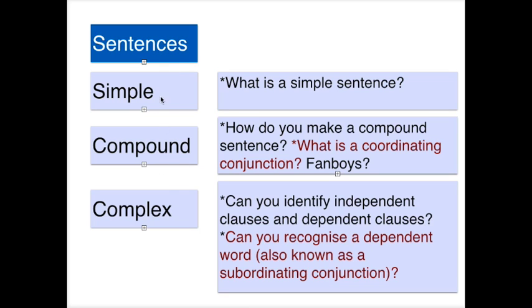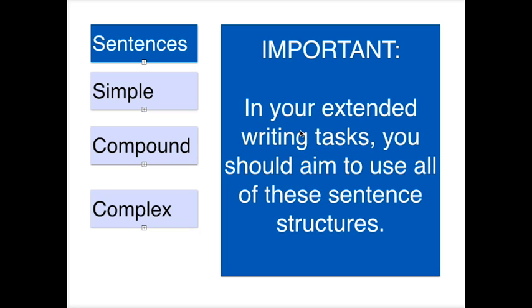So this is what we've gone through today. Simple sentences, you should be able to answer what is a simple sentence. A compound sentence, how do you make compound sentences? What is a coordinating conjunction and what does fanboys mean? And then for complex, can you identify independent clauses and dependent clauses? Can you recognize a dependent word, also known as a subordinating conjunction? It's also important to remember in your extended writing tasks you should aim to use all of these sentence structures, so put in a variety of sentences into your work.